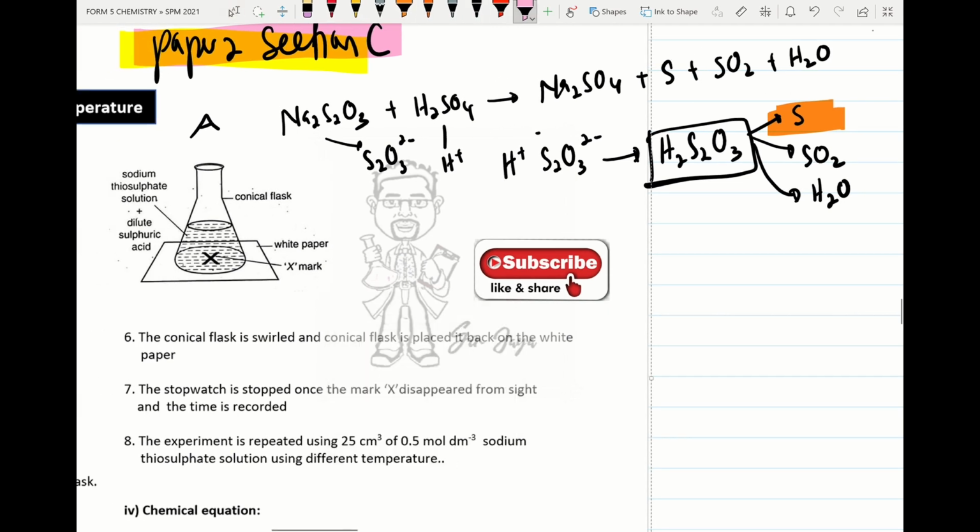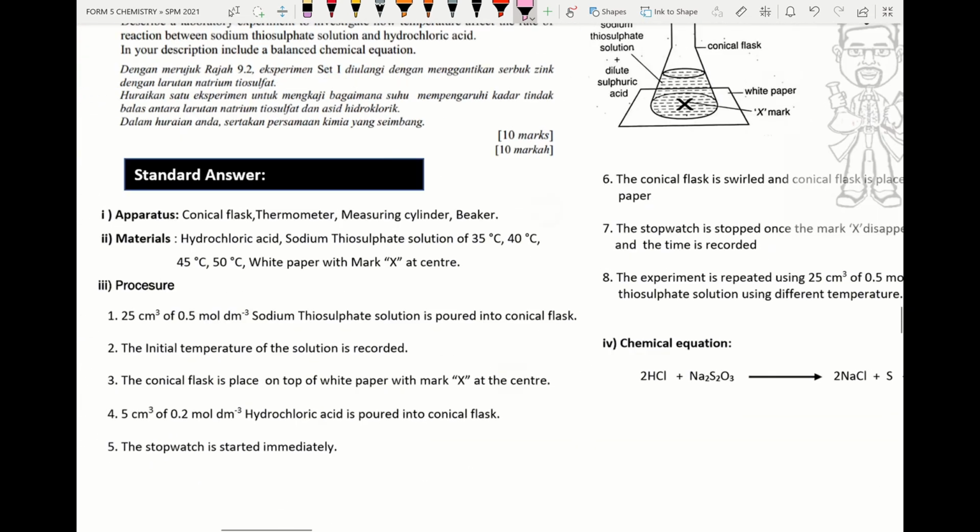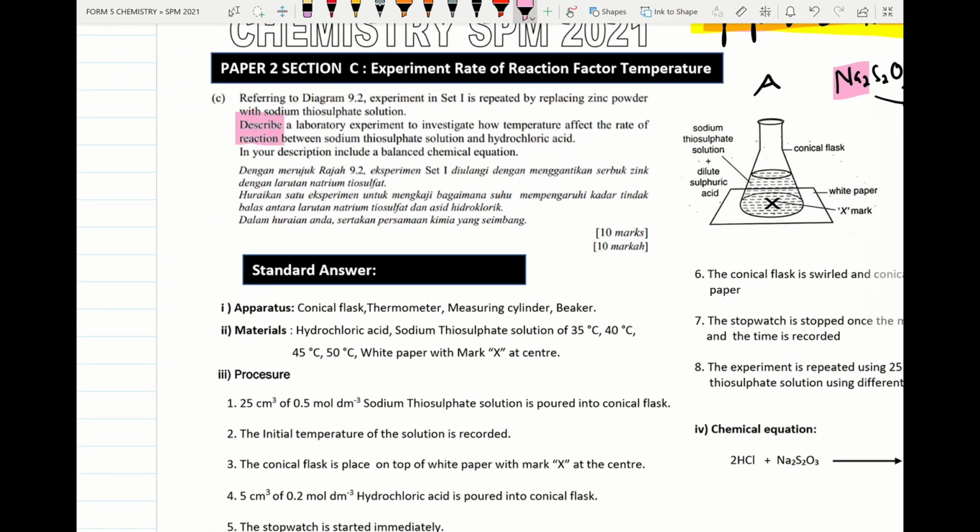Please check whether the equation is balanced or not. Sodium 2, here sodium 2, everything is balanced. All right, so we try to check the question. Read the question: Describe a laboratory experiment to investigate how the temperature affects the rate of reaction between sodium thiosulfate and hydrochloric acid. Here they use hydrochloric acid, HCl, and they want the description to include a balanced chemical equation.